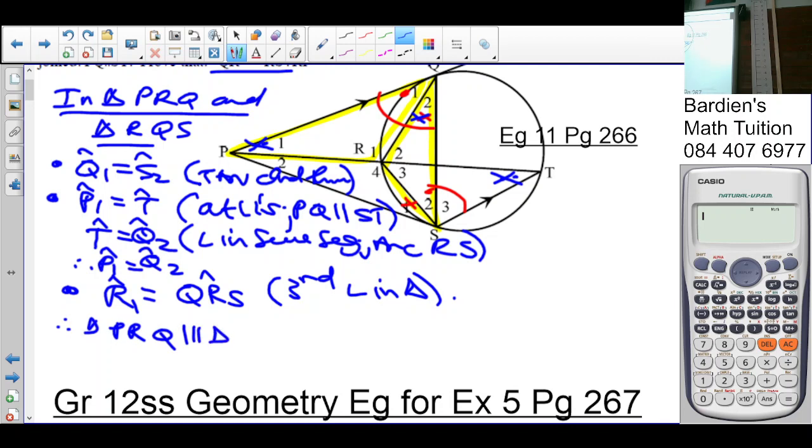So here we go. Which angle does P correspond with? Q. So P is corresponding with Q, R is corresponding with R, and Q is corresponding with this one. Does it make sense, people? And what's my case of similarity? Angle, angle.